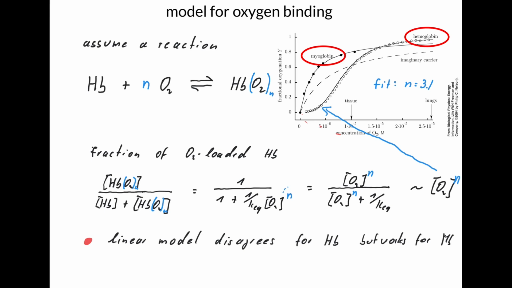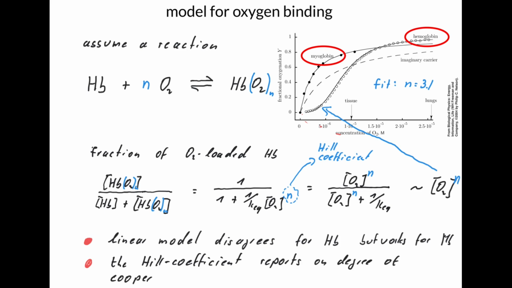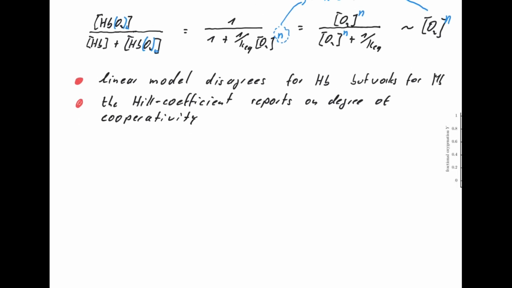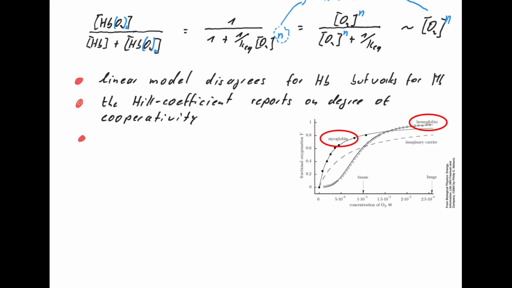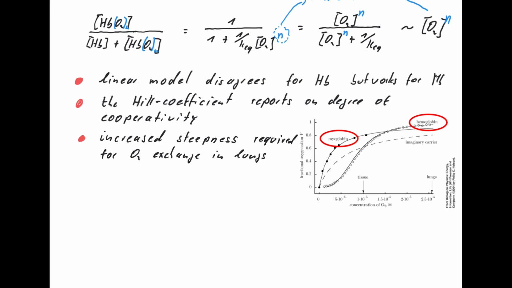Now the parameter N that we introduced here is called the Hill coefficient, and it represents the cooperativity in the binding. For the particular experiments, N is not actually 4, but 3.1. So as a summary, cooperativity in chemistry is expressed as the Hill coefficient. And the Hill coefficient also increases the steepness that is required in the case of hemoglobin to lead to the required oxygen exchange in the lungs versus tissue. So in the lungs you need to acquire oxygen, whereas in tissue you need to release the oxygen again.